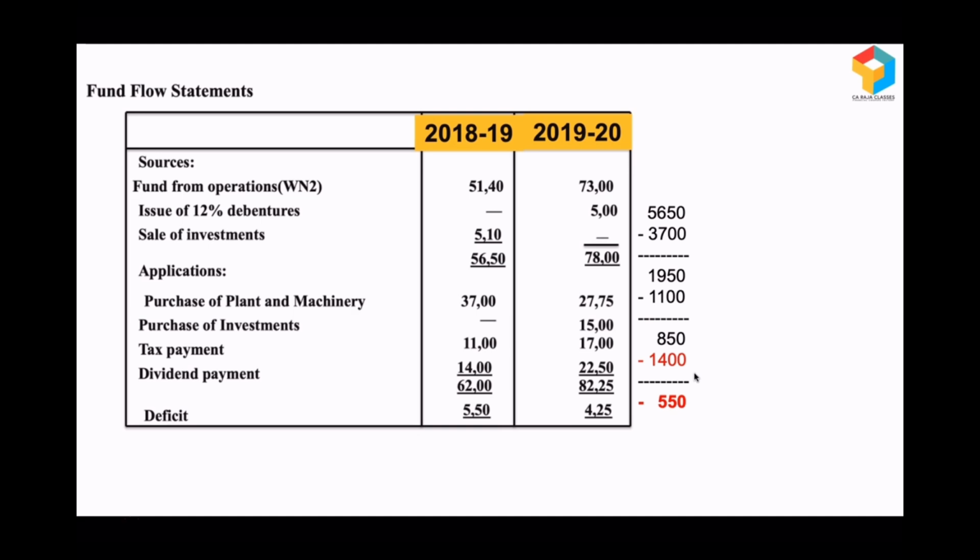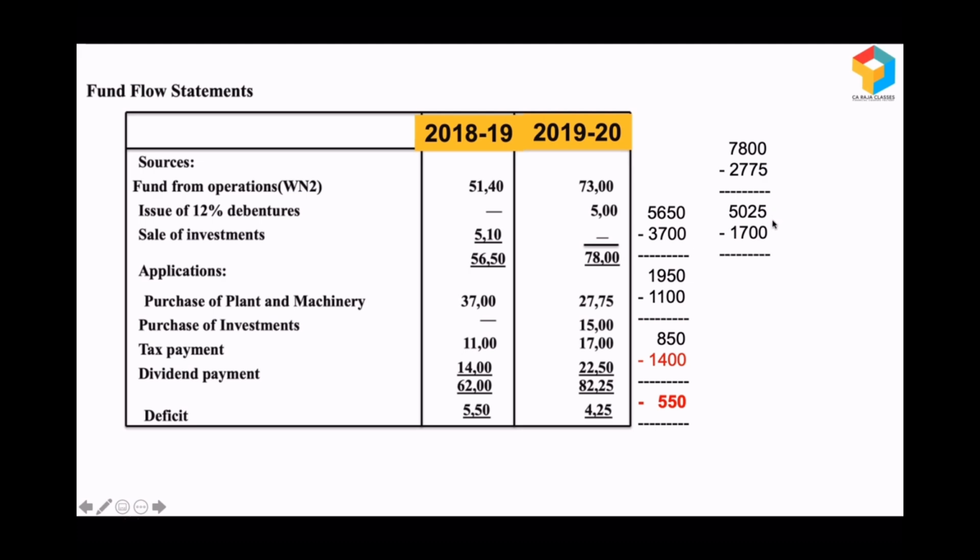Let's see what happened in 2019-20. In 2019-20, their funds from operations have improved significantly. They've also raised money by issuing debentures. So it is 7,800, and from that they are purchasing plant and machinery. They have a lot of money, so let them. After purchasing plant and machinery, they have a surplus of 5,025. And they want to pay taxes. Good, let them pay.